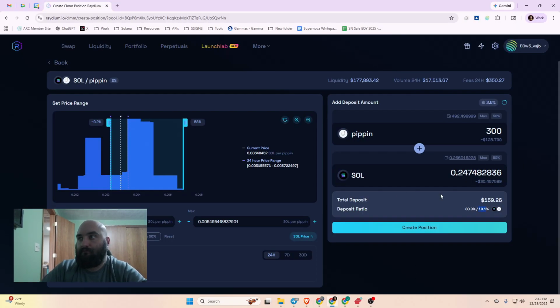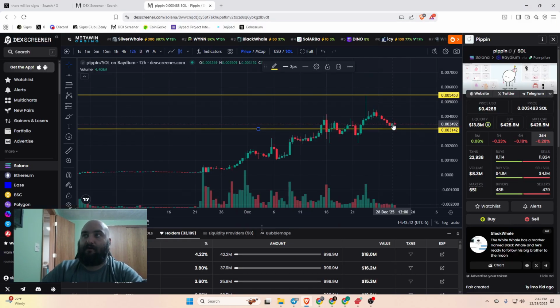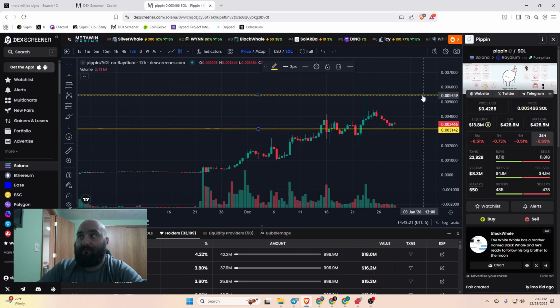Good. So the whole idea here, as long as price is trading within this range, I'm going to be earning fees. Ideally, this is going to come back up and maybe touch this upper limit here, so I'll be making fees this whole time. Whenever we get up to this price limit, my pool is going to be in 100% Solana. I'll come back here, withdraw from my pool, and I will have DCA'd out of my Pippin position into Solana on the way up.